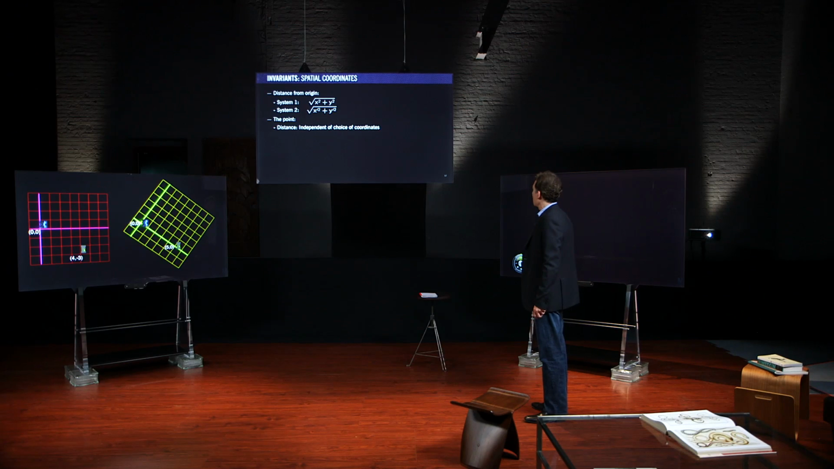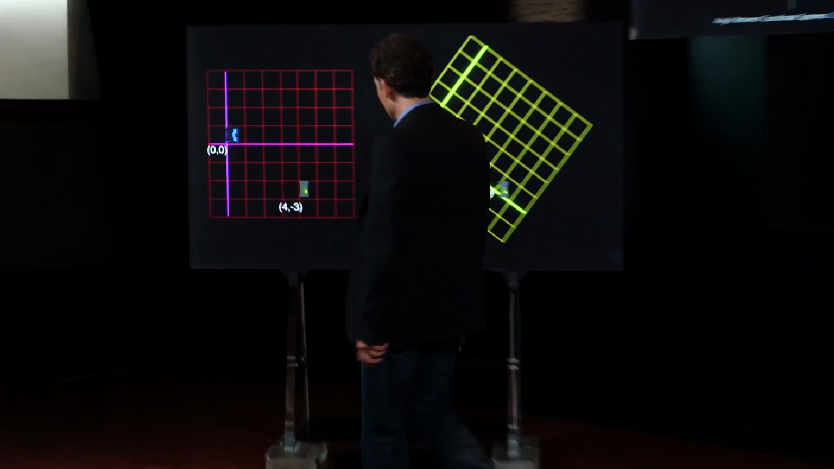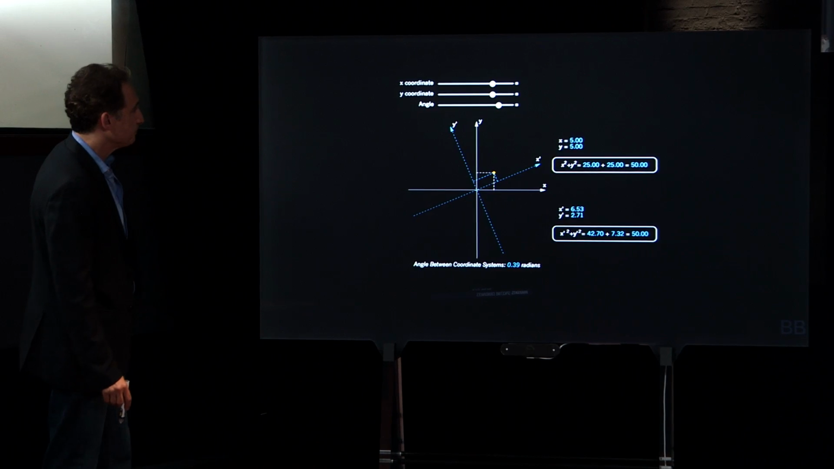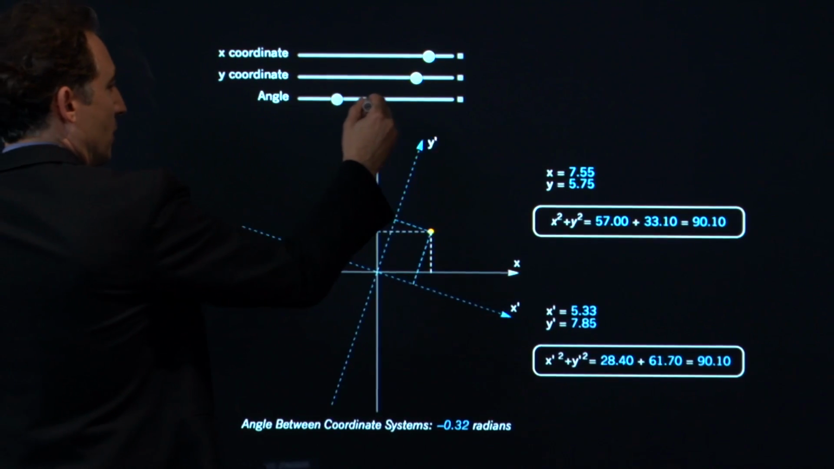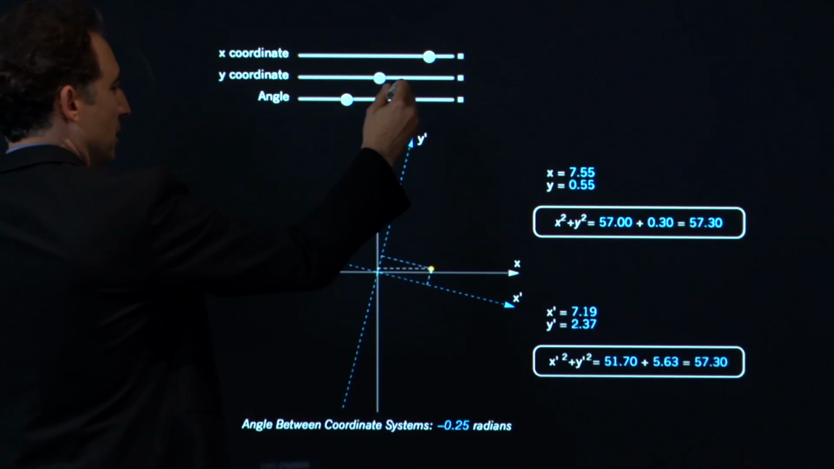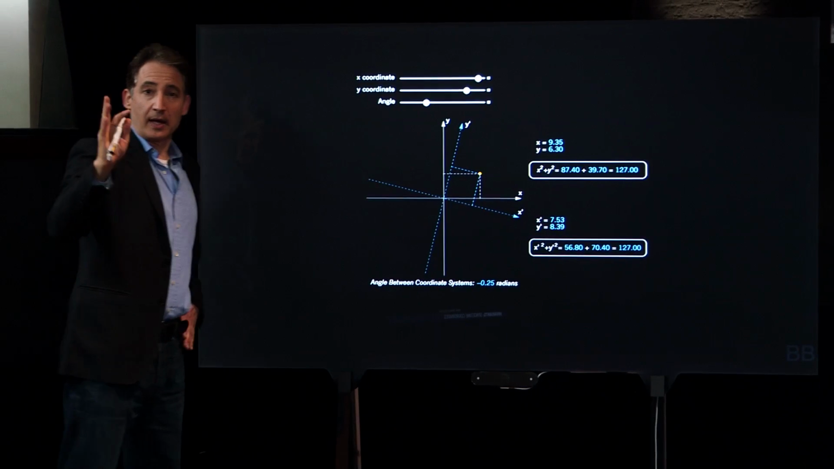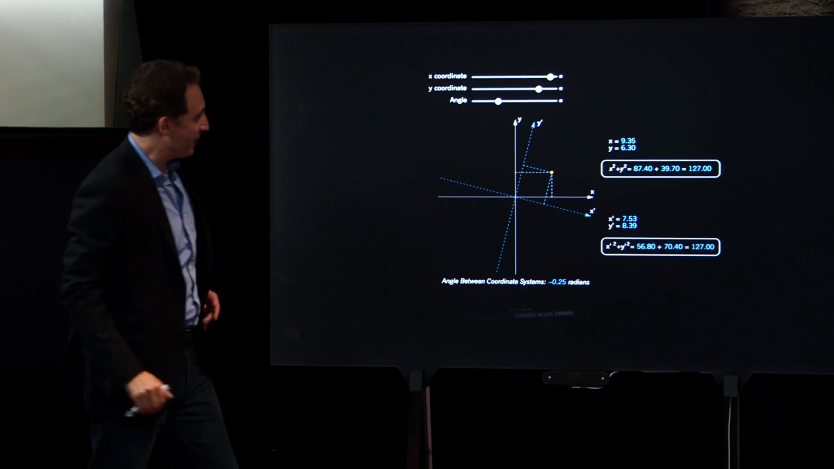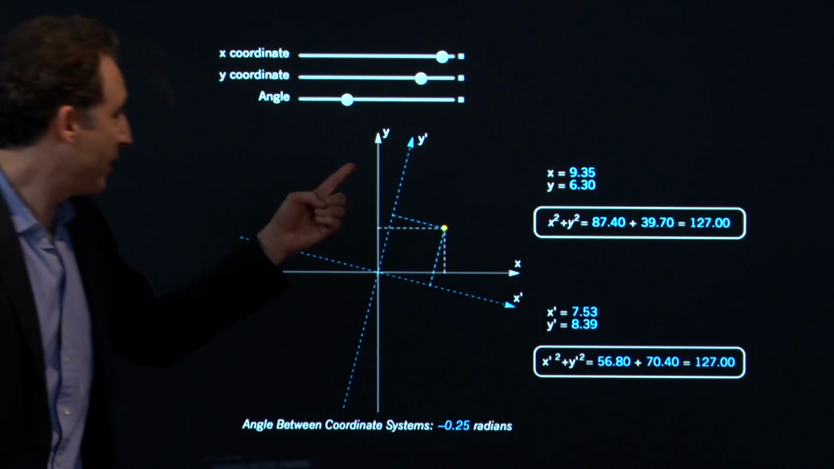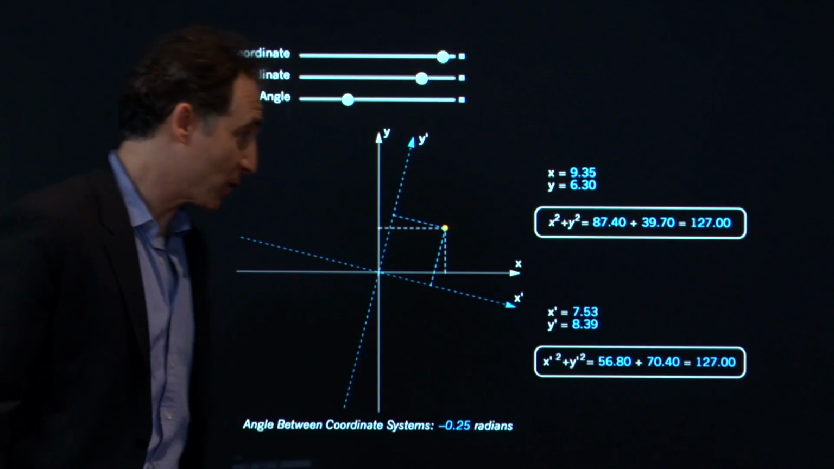Let's just make certain that we're all on the same page by fiddling around with a little demonstration. In this demonstration, you get to choose the angle between the two coordinate systems, and you get to pick the location of the point of interest. So that's the yellow dot. The thing that I want you to take away from this demonstration is that if you look at this number as I vary the angle, the coordinate values will change, but the sum of the squares will not.